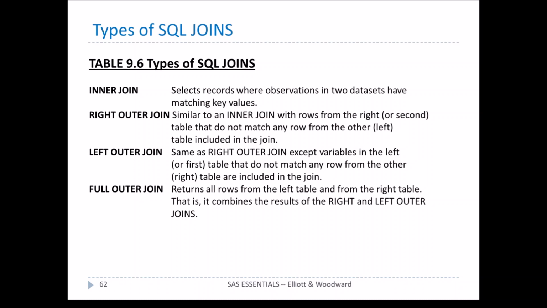Now, the thing is, doing these unions and joins, once you understand what is happening in all these, it's a much easier way to have this simple statement than to do the things you would need to do in a data step within regular SAS. So once you get to know these, it makes doing some sort of specialty joins and unions much easier. So the left outer join is the same as the right outer join, except rows in the left or first table that do not match any row from the other table are included. And then the full outer join returns all rows from the left table and the right table. That is, it combines the results of the left and right outer joins.